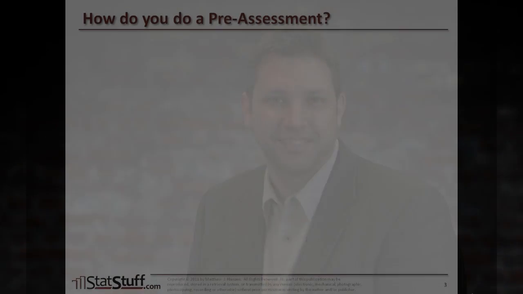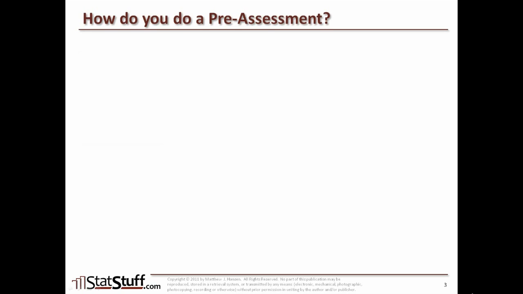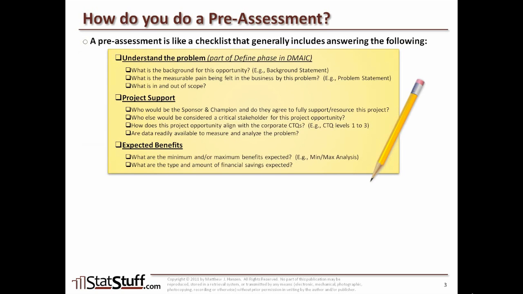Well, if a pre-assessment sounds good to you, then you may be thinking, how do I do a pre-assessment? Well, doing a pre-assessment is pretty much like filling out a checklist for things that you need to ask and identify as you work through it. The items you want to identify in this checklist are broken down into three basic categories. First of all, understanding the problem. Next, understanding the support for the project. And finally, what are the expected benefits? So let's go through these one by one.